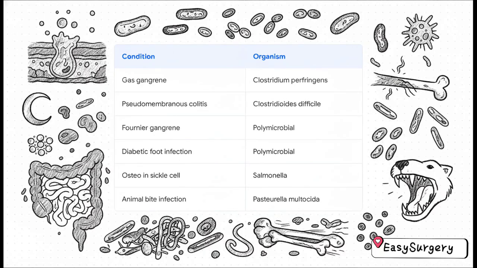Osteomyelitis and sickle cell disease, that is a super specific association with Salmonella. And an animal bite infection points straight to Pasteurella multocida. Now contrast those highly specific bugs against the aggressively polymicrobial nature of Fournier gangrene and diabetic foot infections. For those two, you aren't just fighting one bug, you're fighting a whole mixed colony.